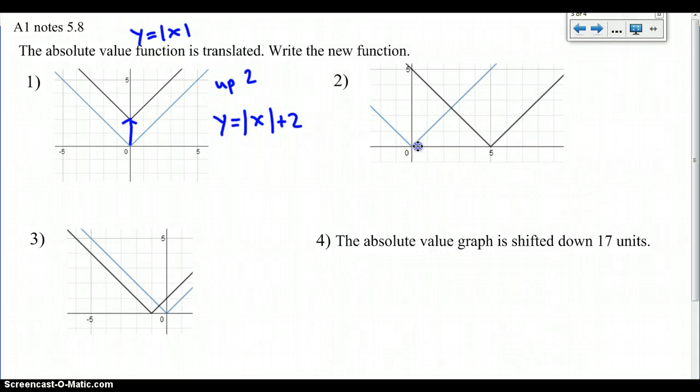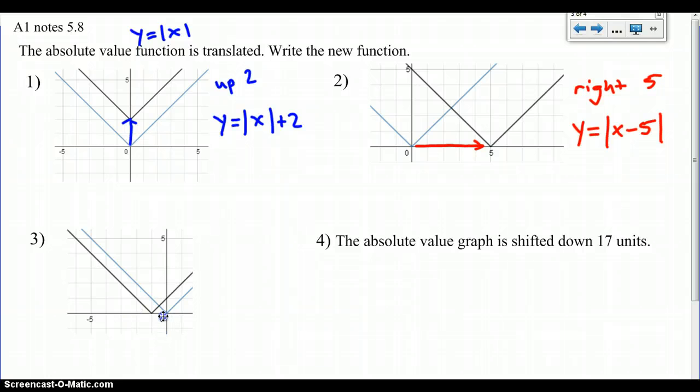Now on the next one, I can actually see this graph has gone to the right 5 spaces. We've shifted right 5. Horizontal translations are inside the parentheses, but remember, it's the opposite direction from what you would maybe think, so minus 5 represents a movement to the right.